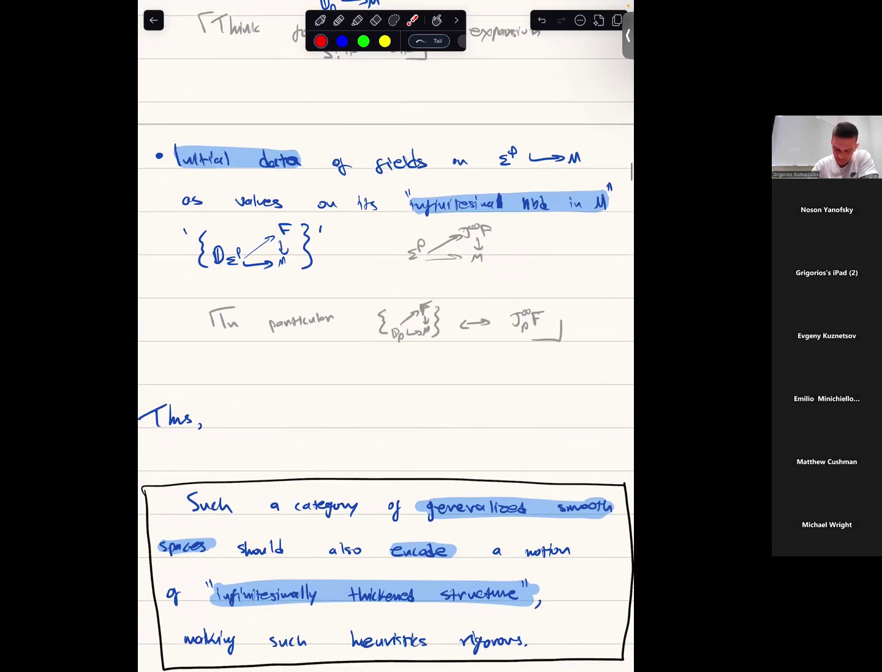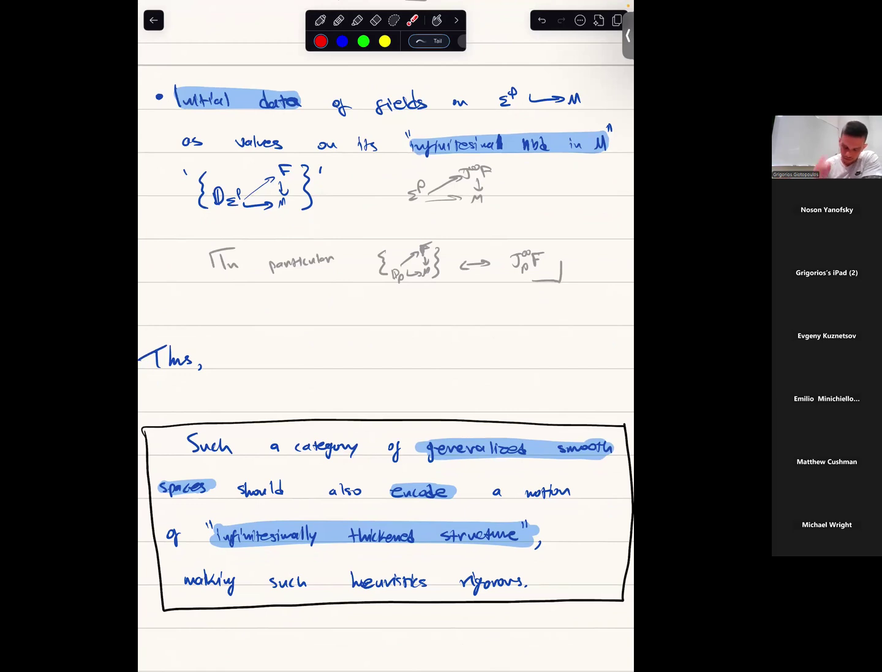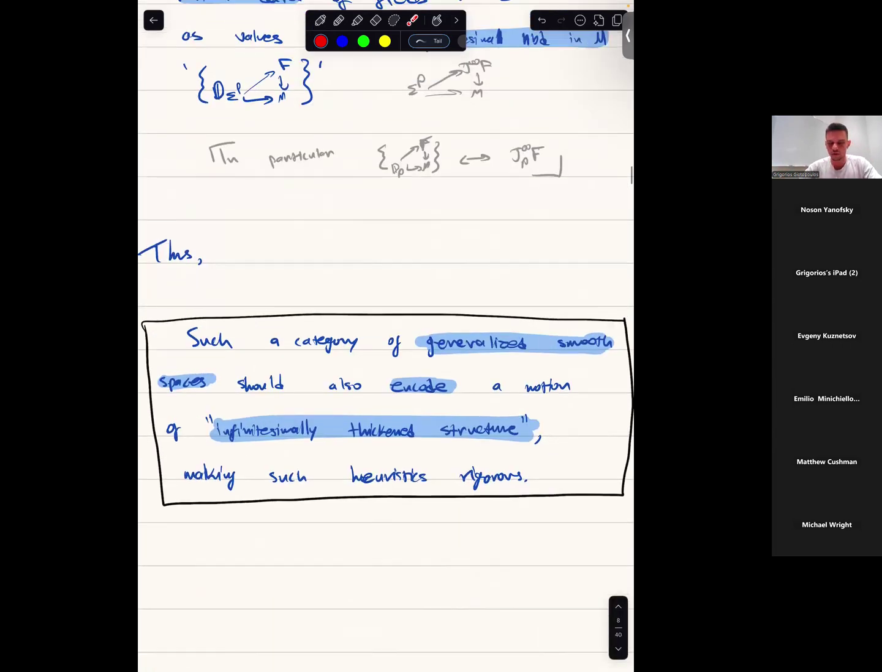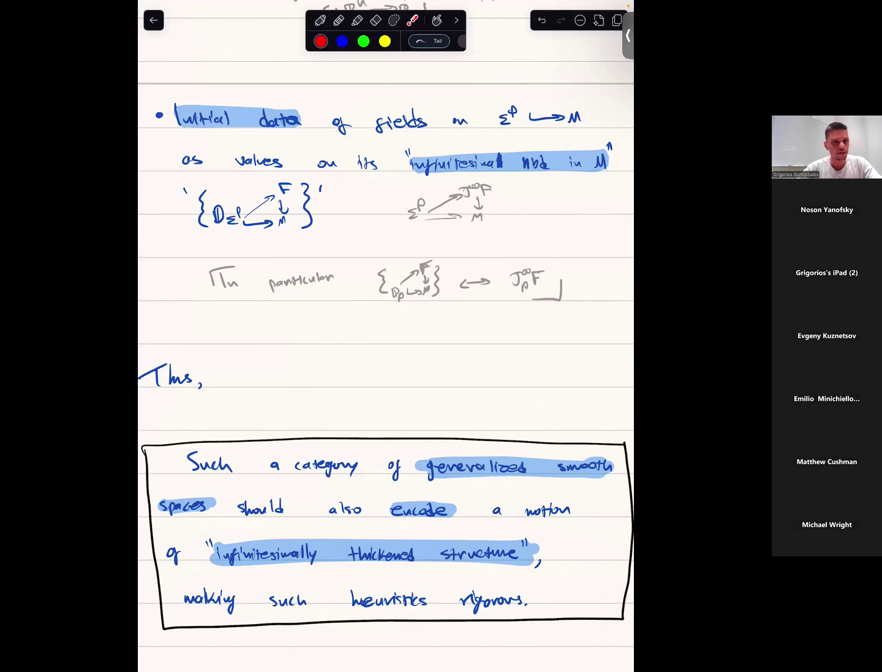So let's recap. What we want, furthermore, is that such a category of generalized smooth spaces should encode a notion of an infinitesimally thickened structure, making the above heuristics into actual maths. So you're talking about maps in a category, and you restrict and so on, and you recover in the end what you usually write in physics. That's the motivation up to now. Do we have any questions so far? Or then I can talk some maths. Oh, it's very nice. Thank you. Go on. Very good.